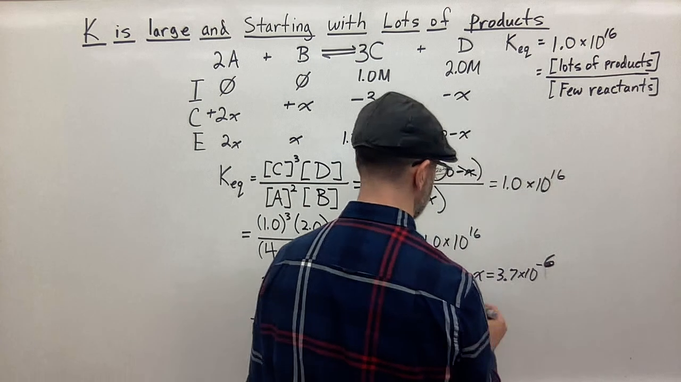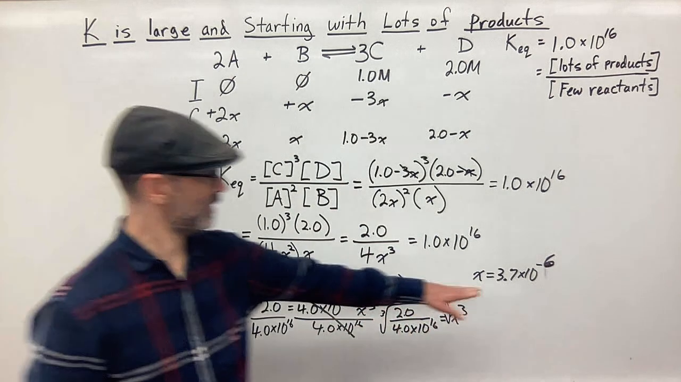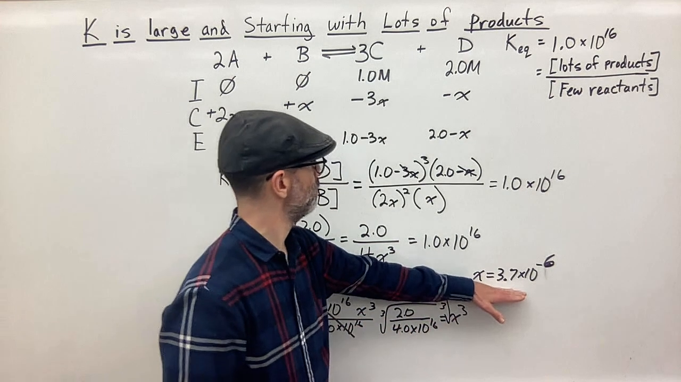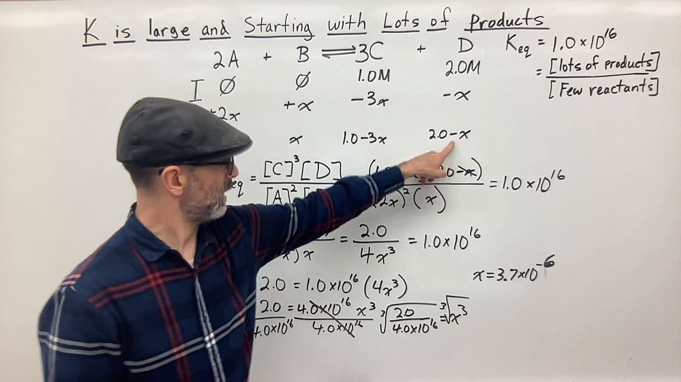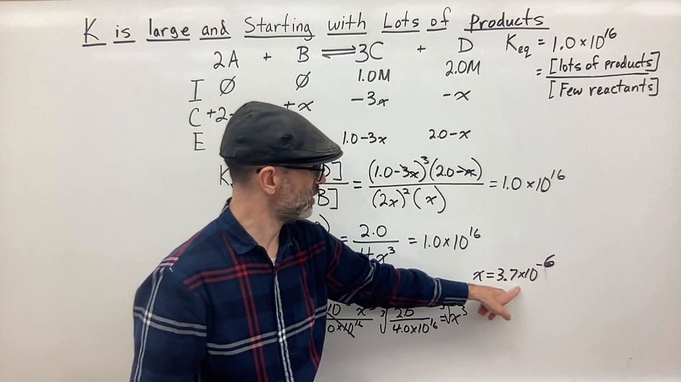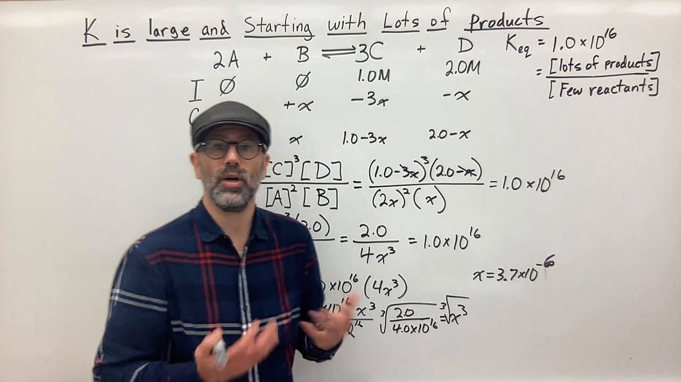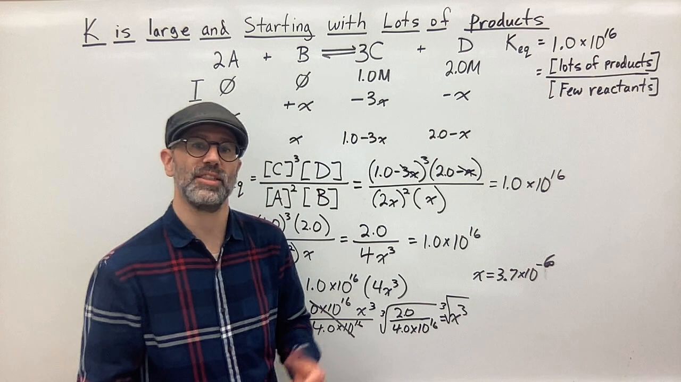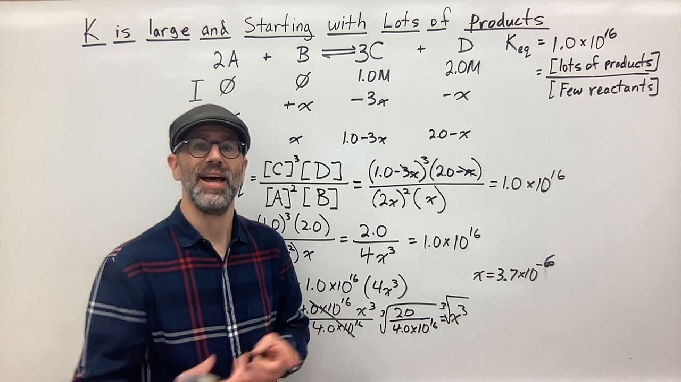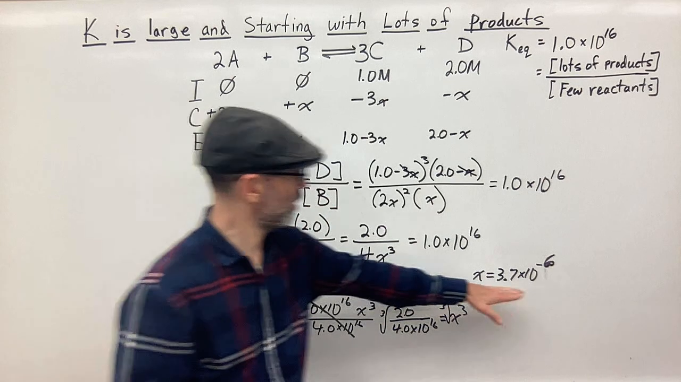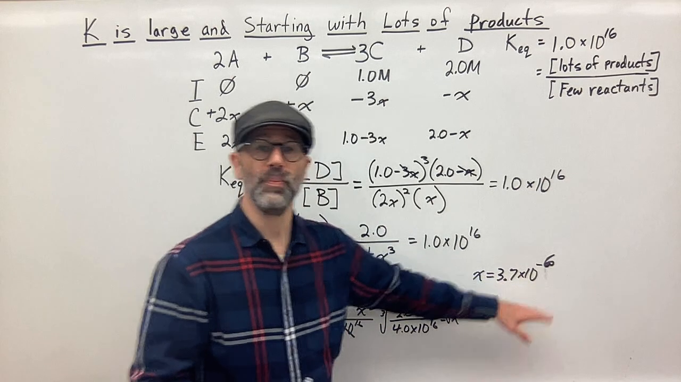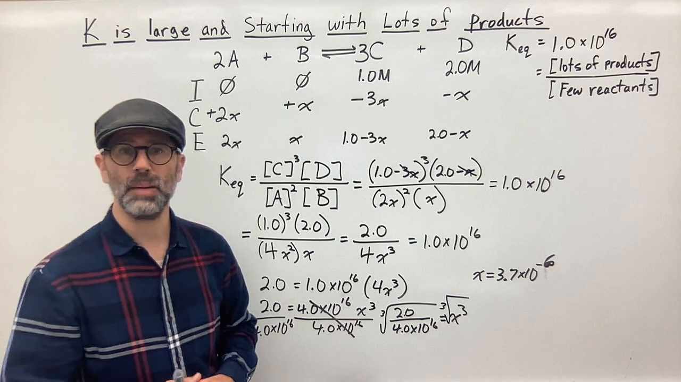Let me write that better. So that is my x. And notice that x is here, right? So my change in x is really small, 3.7 times 10 to the negative 6, which is what I was expecting because it's shifting in the direction that is not favored. So I would expect a tiny amount to change. And notice that it's really small. So it seems like a good assumption, but let's check.